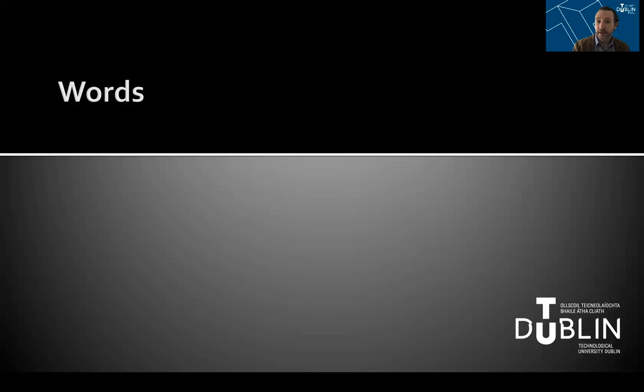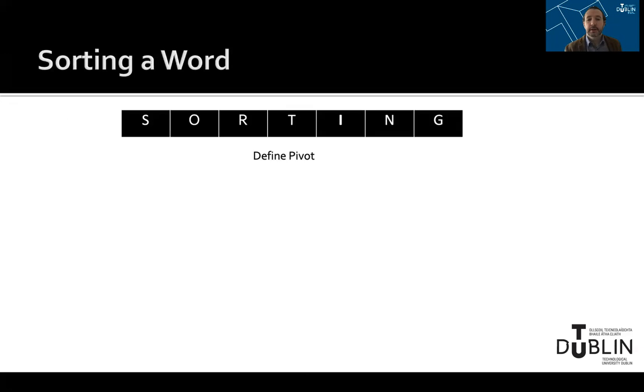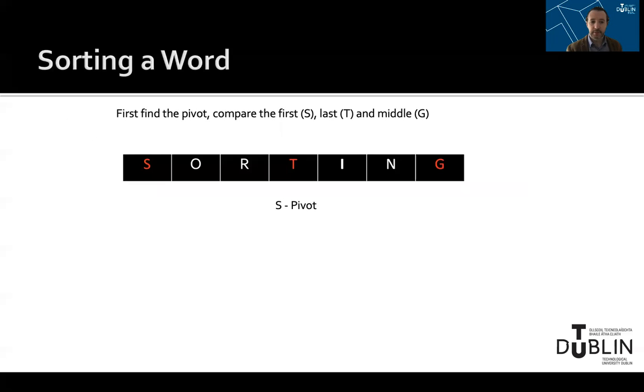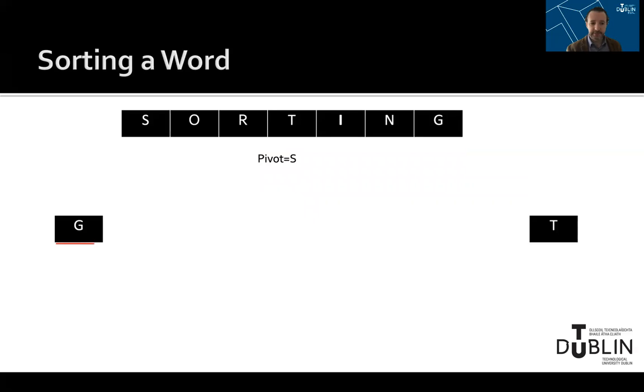So let's do a longer example, but with words. We're going to use a quicksort to sort the word sorting. First we define our pivot. Our pivot is what splits the two lists. Our first letter is S, the middle letters are T and G. So our pivot is S. That means we put G at the front and T at the back.